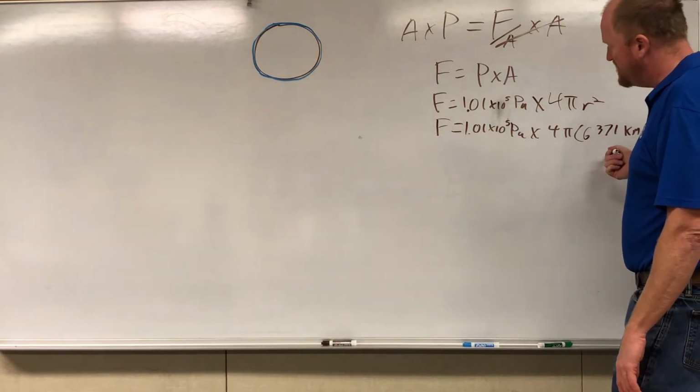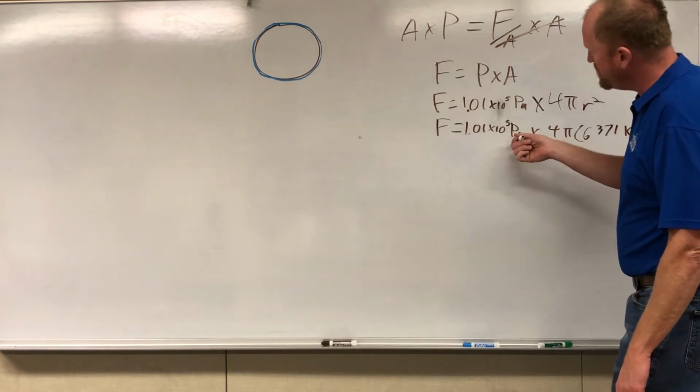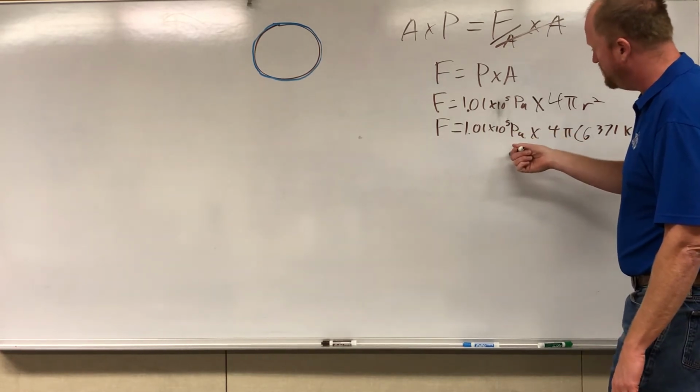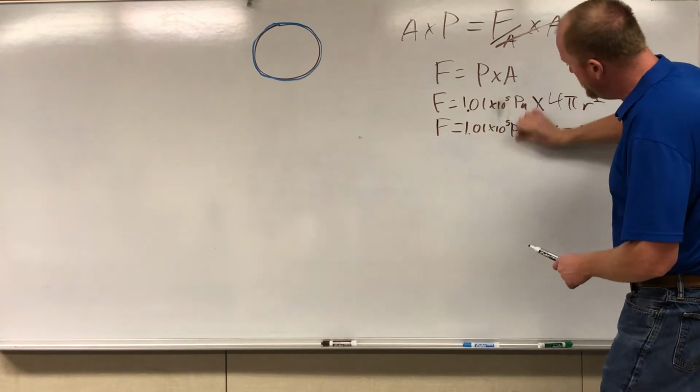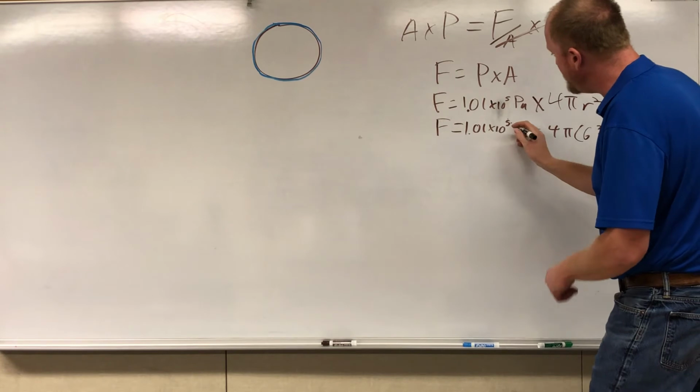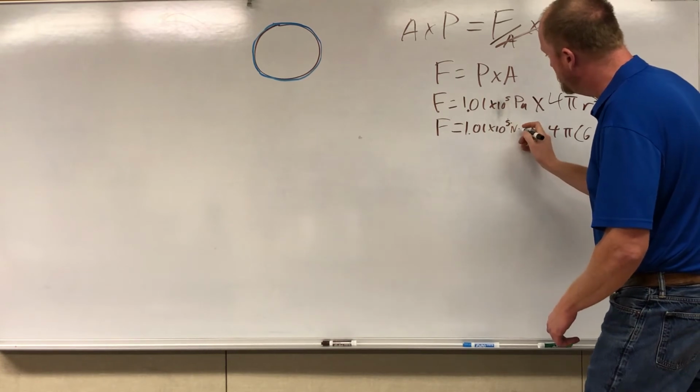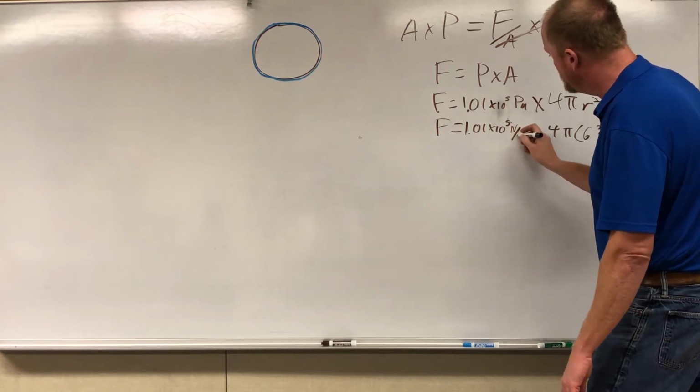And part of it is units. Pressure is newtons per meter squared, right? So a pascal is a newton per meter squared.